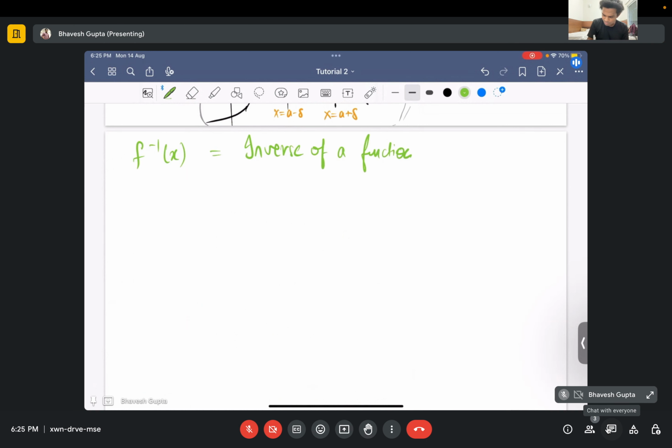In case any one of you don't know about this, if you know, we can skip. No issue in that. So what this basically means, inverse of a function.